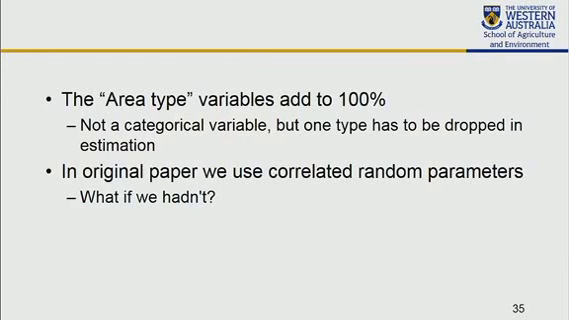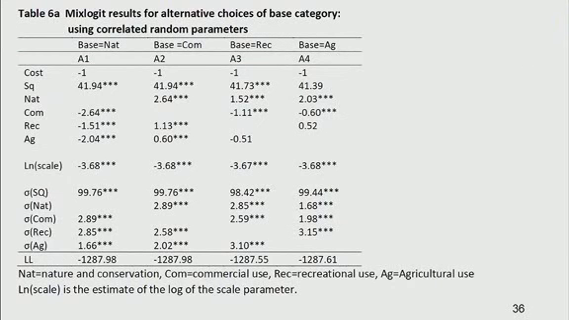In the original paper, I think possibly by chance, we used correlated random parameters, so we didn't fall into the trap. But the question is, what would have happened if we hadn't? What would have happened if we just estimated this model using uncorrelated random parameters? What would have been the consequences? So this is just an example of a real data set again. So this is doing it properly, dropping the base each time.